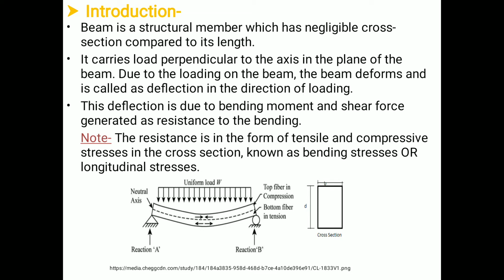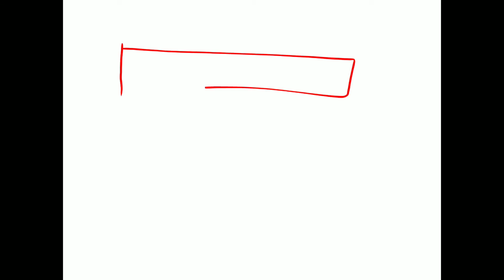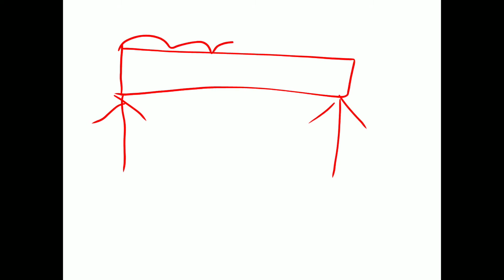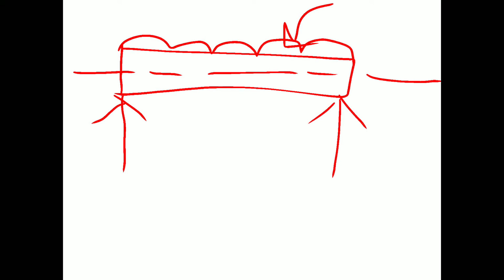The member undergoes a certain deformation. For example, if I consider a beam, this is a beam which is simply supported on two supports. It is subjected to an external load, and that external load is UDL. This horizontal dotted line is nothing but the neutral axis of the member.